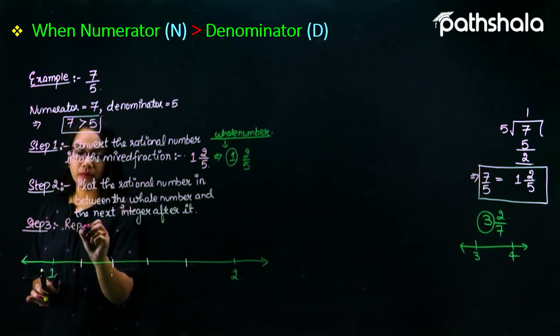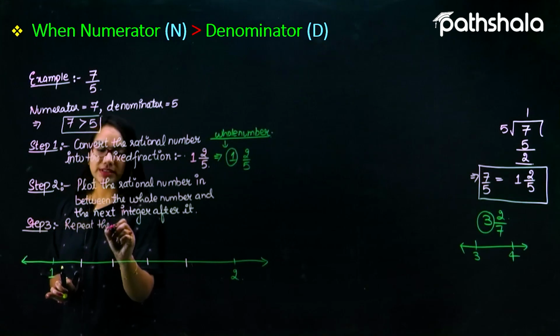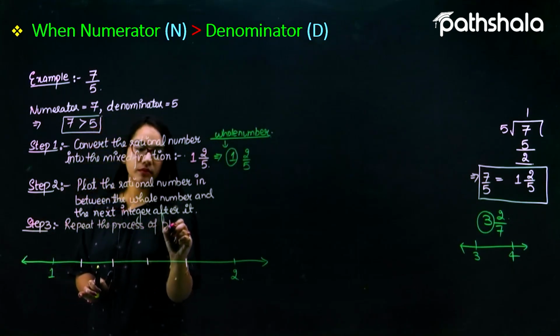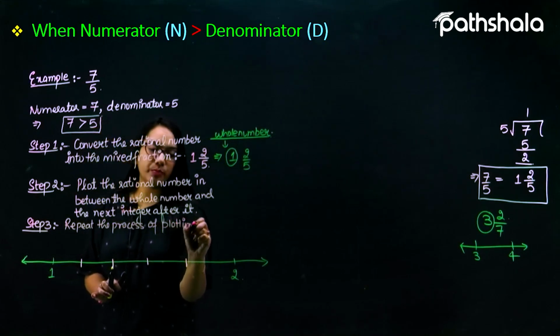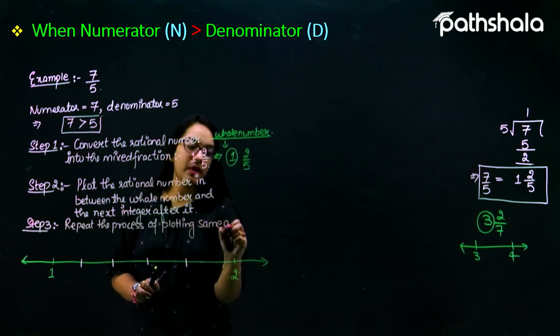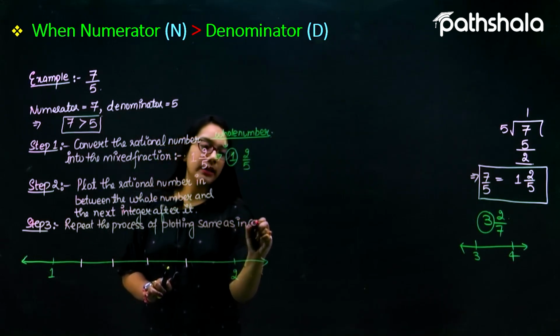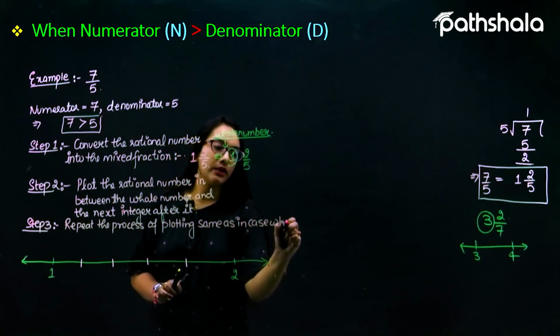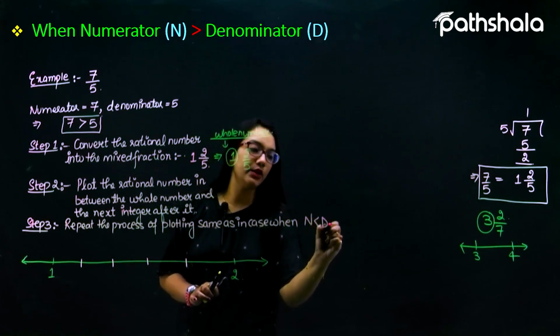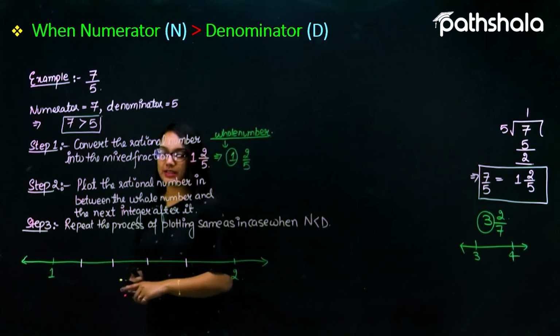So my step number 3 over here is to repeat the process of plotting, same as in the case when the numerator is less than the denominator. Okay, so this is my step number 3.